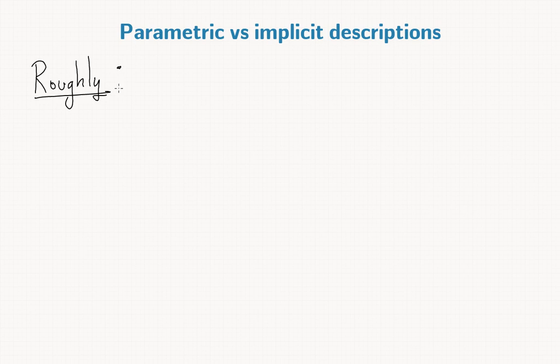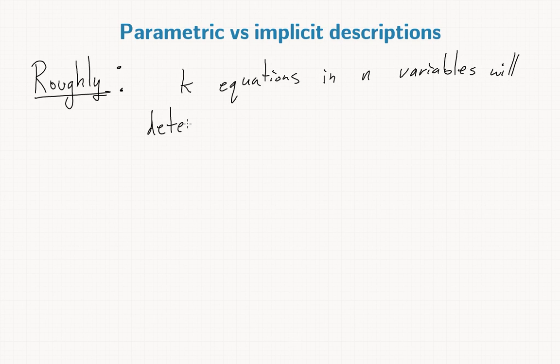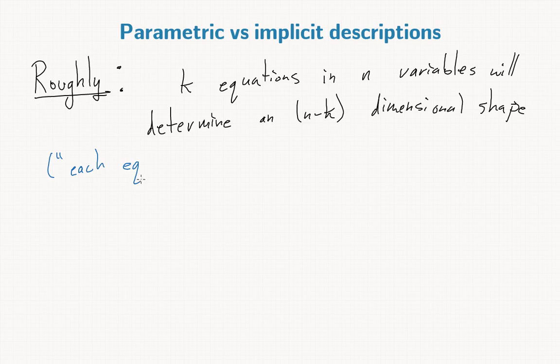So roughly speaking, k equations in n variables will determine an n minus k dimensional shape. So the idea here is that we sort of start out with n dimensions, and then each equation is taking away 1 degree of freedom.